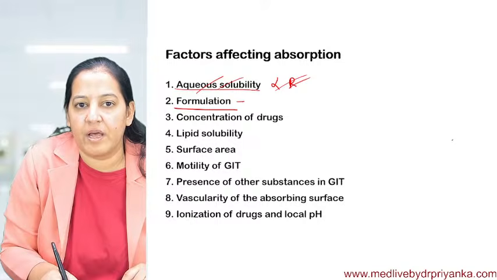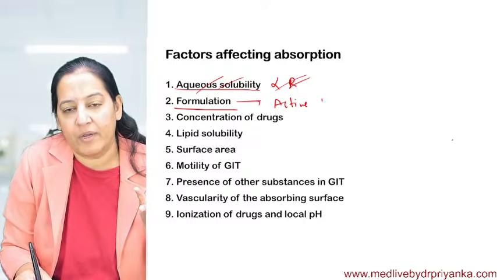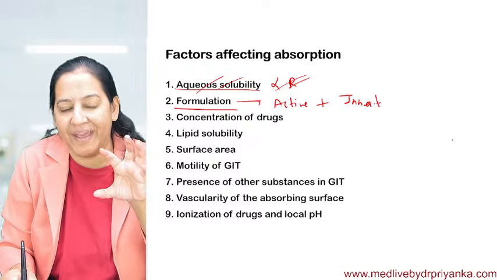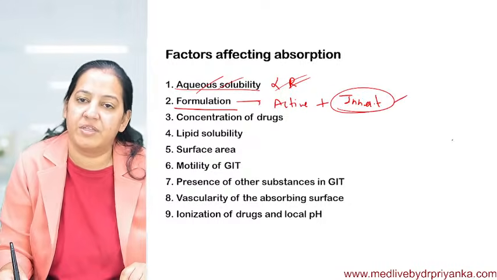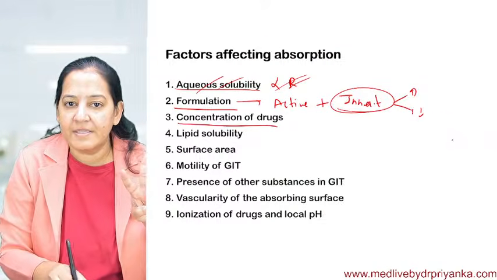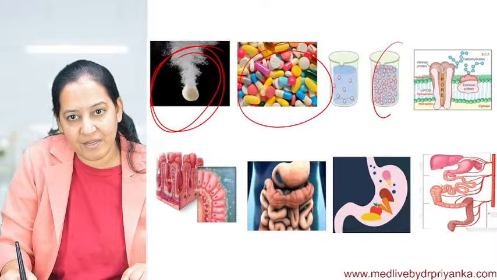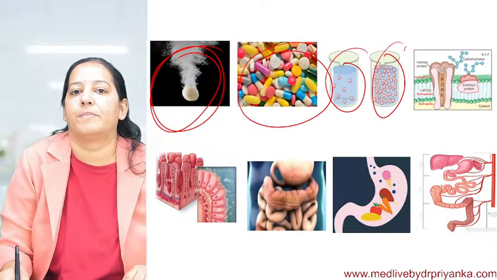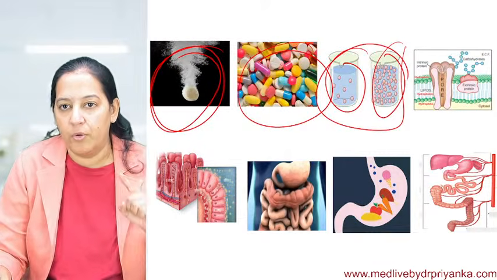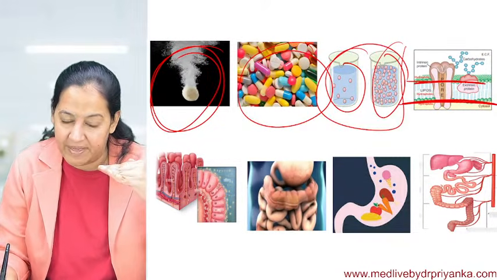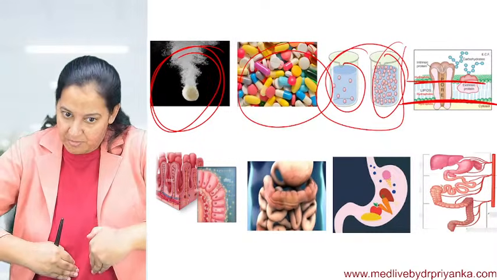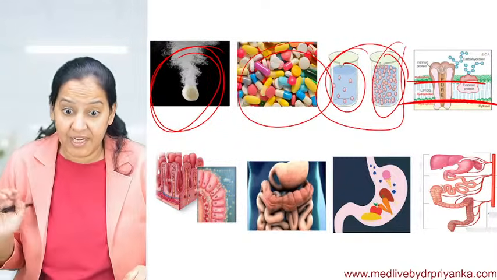The second is formulation. Apart from the active ingredient, some inert ingredients are also there to make the formulation, to make the tablet, to make the capsule, and that affects absorption. They can increase it also, they can decrease it also. The third is concentration of drug, again directly proportional. More concentrated, fast absorbed; less concentrated, slow absorbed. Lipid solubility is directly proportional to rate of absorption. Because the cell membranes are made up of lipid, and if we take a tablet via the oral route, it has to cross the cell membrane multiple times. First the gastric mucosa, intestinal mucosa, then the endothelial cells of the blood.